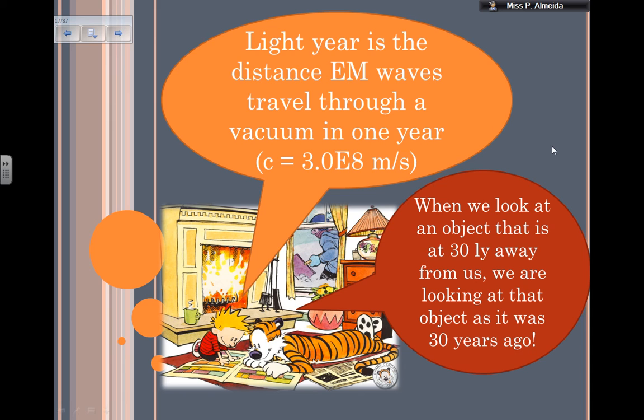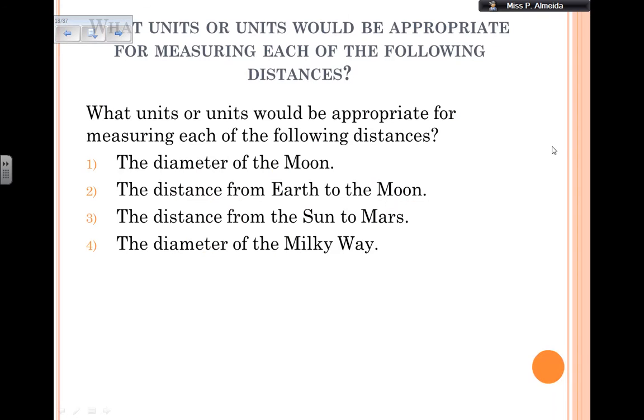For example, the moon is 1 light second away from us. So it takes 1 second for the light to travel from the moon to us. That means that when I look at the moon, I actually look at it as it was 1 second ago. All right?